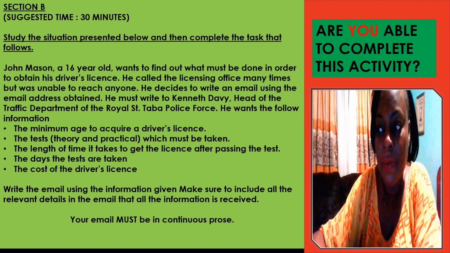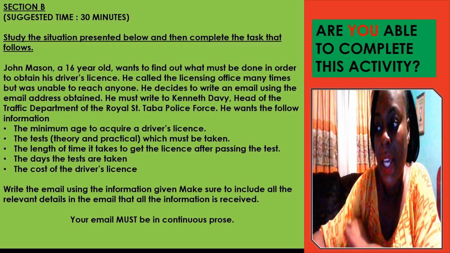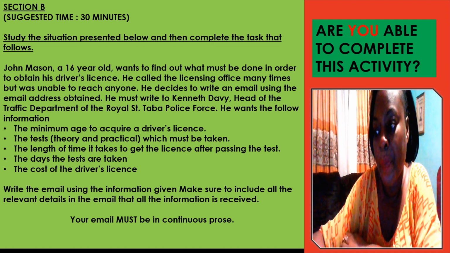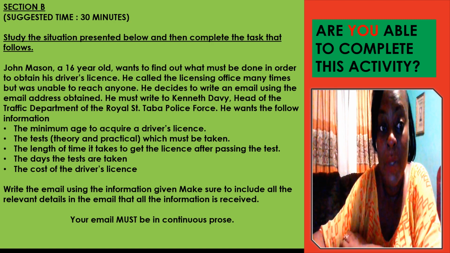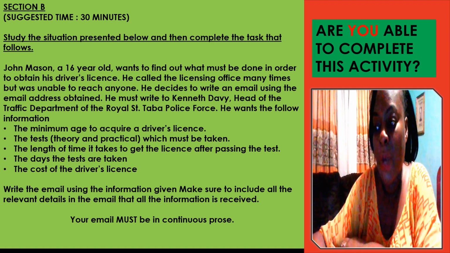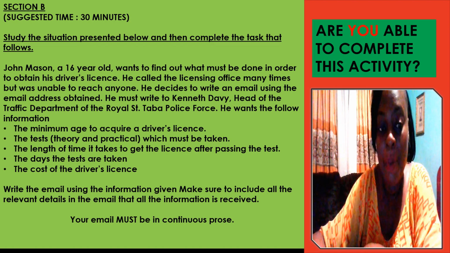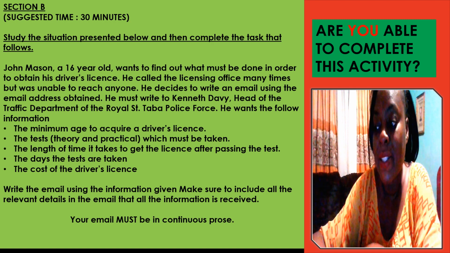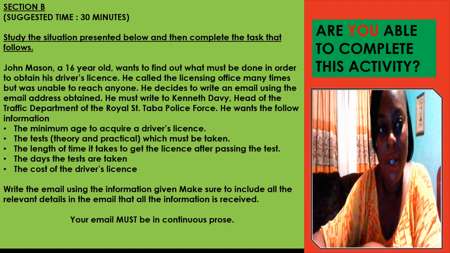Jason Mason, a 16-year-old, wants to find out what must be done in order to obtain his driver's license. He called the licensing office many times but was unable to reach anyone. He decides to write an email using an email address obtained. He must write to Kenneth Daly, head of the traffic department of the Royal St. Taba Police Force. He wants the following information.